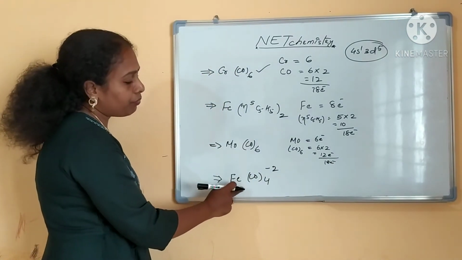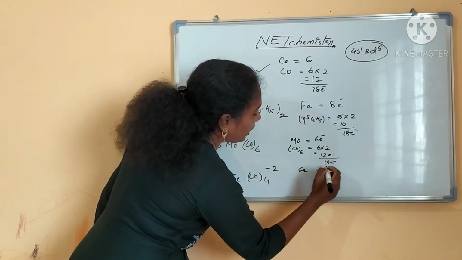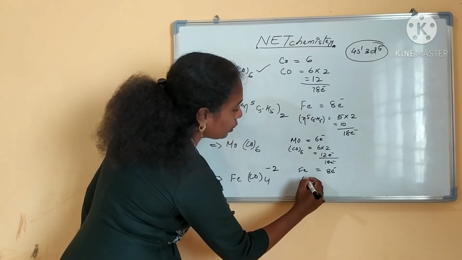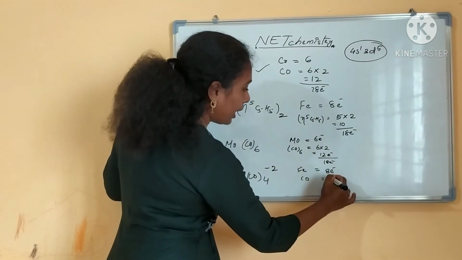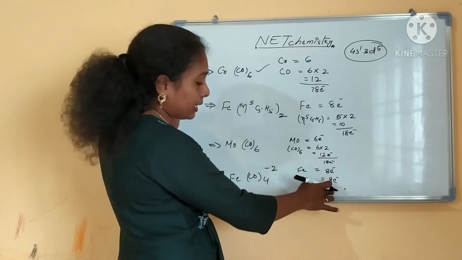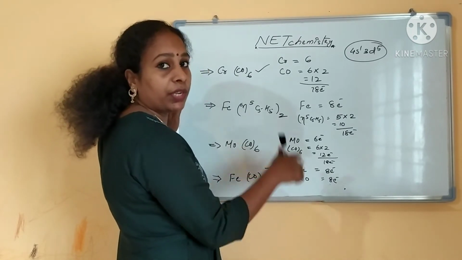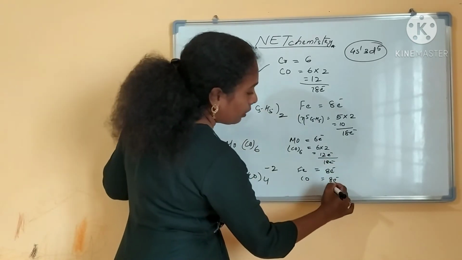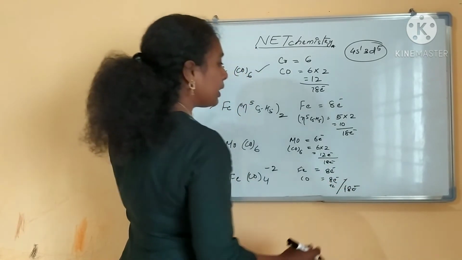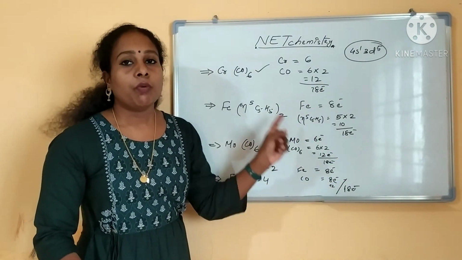Then the next is Fe(CO)4 minus 2. Iron has how many electrons? 8 electrons, right? Iron is 8 electrons and 4 COs. 4 COs will give 4 into 2, 8 electrons, right? Then 8 plus 8, it will be 16 only. If you see here, a minus 2 charge is there, and this minus 2 will give you 2 electrons, right? So it will be plus 2 electrons. So how much will it be coming? 18 electrons.